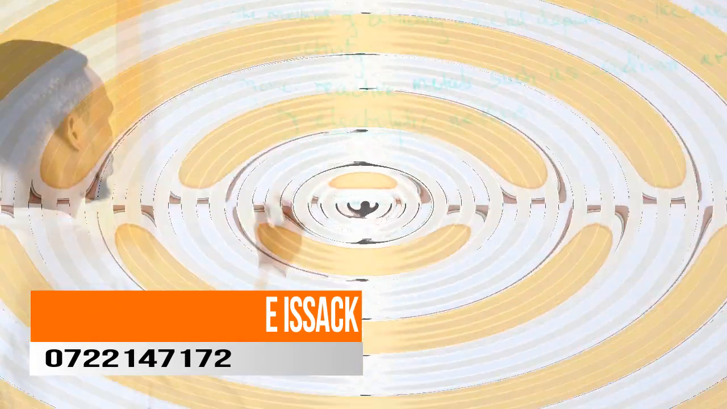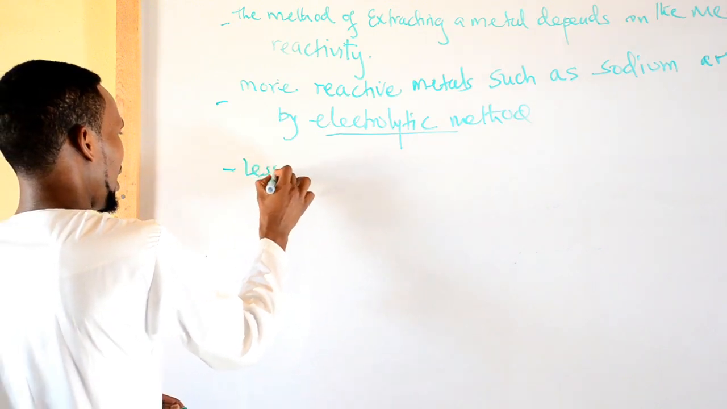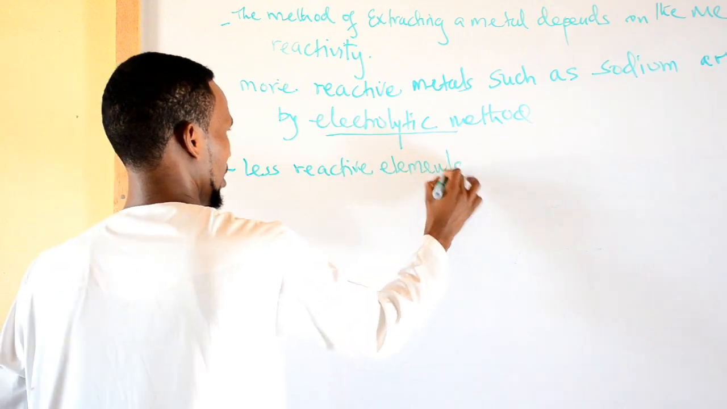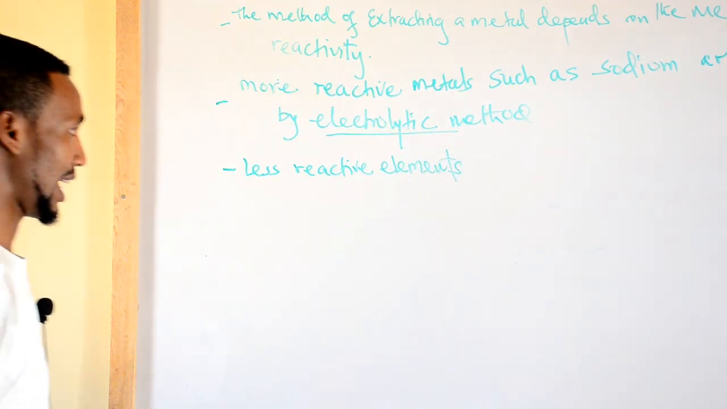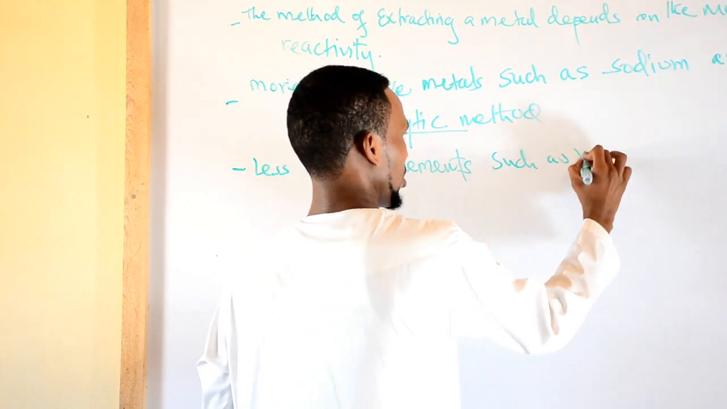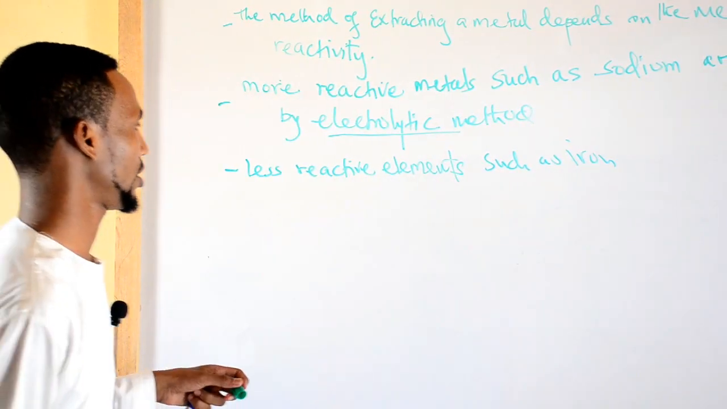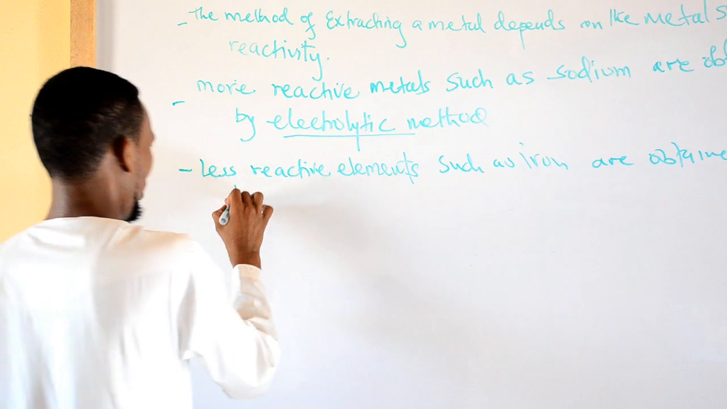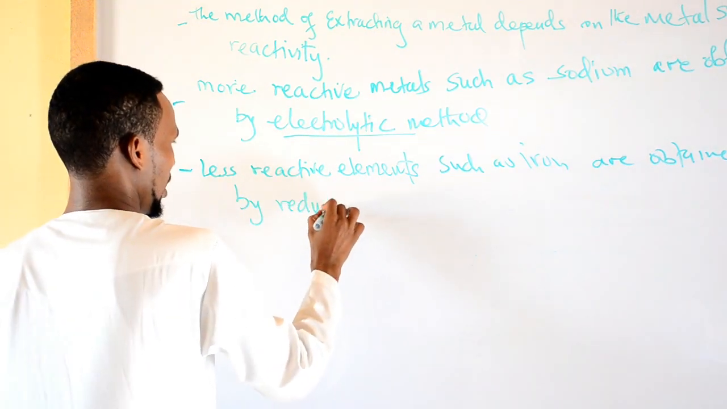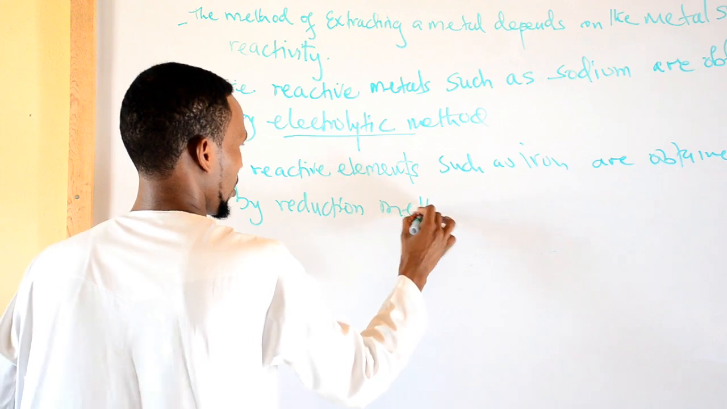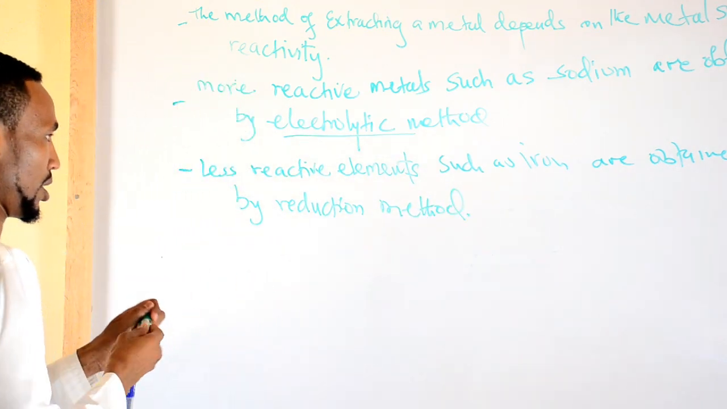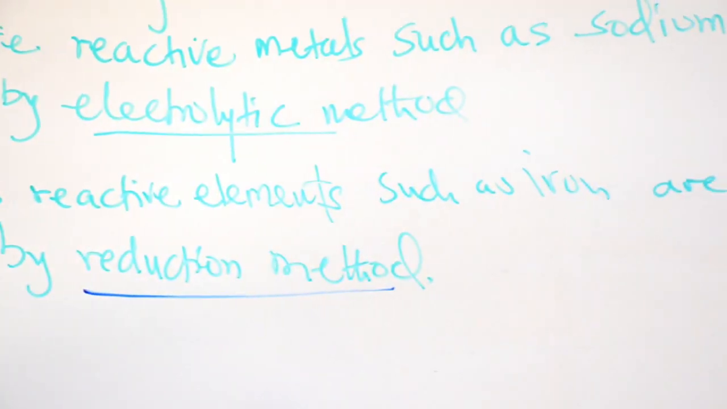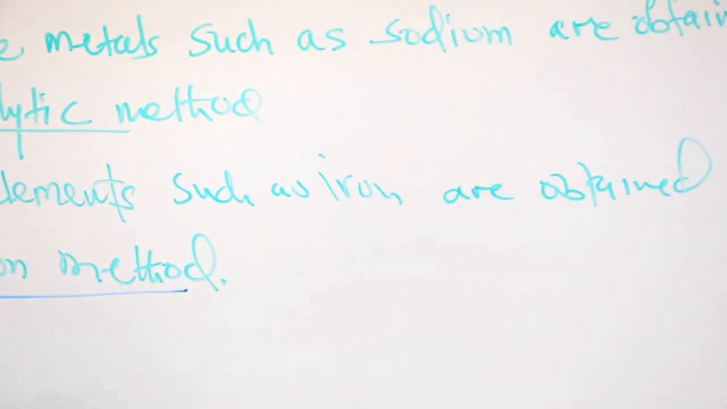yes? So less reactive elements, such as iron, are obtained by reduction method. What do you mean by reduction method? I discussed already. For instance, we said iron 3 oxide, sorry.